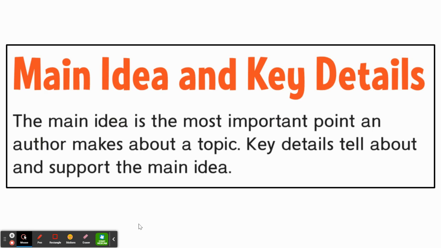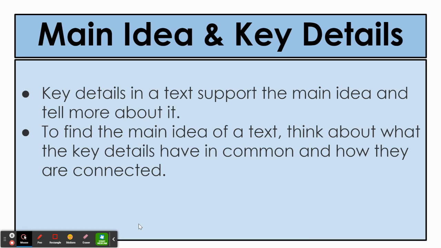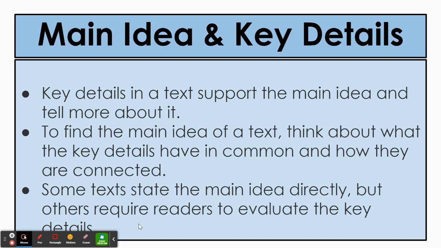The main idea is the most important point an author makes about a topic. Key details tell about and support the main idea. Key details in a text support the main idea and tell more about it. To find the main idea of a text, think about what the key details have in common and how they are connected. Some texts state the main idea directly, but others require readers to evaluate the key details and figure it out on their own.